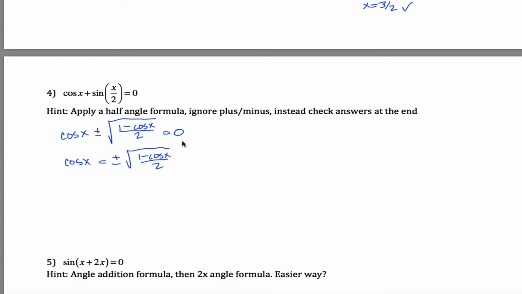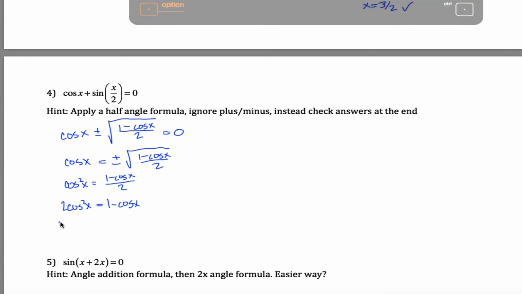And then square both sides of the equation. And so when you square both sides of the equation, you'll get cosine squared x over here. And on this side, you won't worry about whether it was positive or negative, because a positive squared is positive and a negative squared is positive. And the square and the square root will cancel each other out, and you'll get to here. And here's another quadratic equation we can solve. Multiply both sides by 2. You get 2 cosine squared x is equal to 1 minus cosine of x.